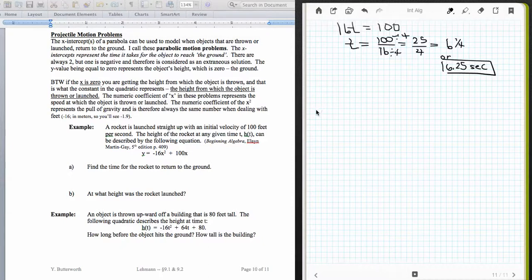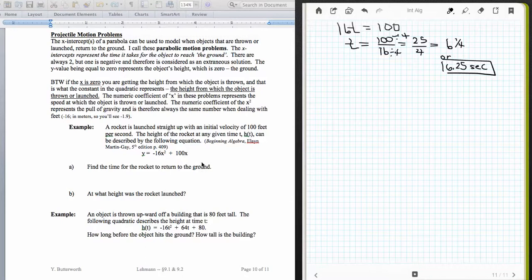Alright, continuing on with our projectile motion problem that I started in the last video, we're now going to take a look at the second part of our question over here, which asks: at what height was the rocket launched? Well, there are two ways to look at this question.